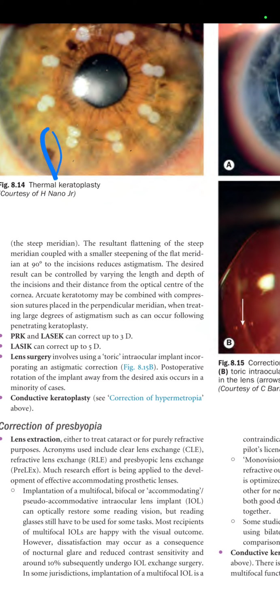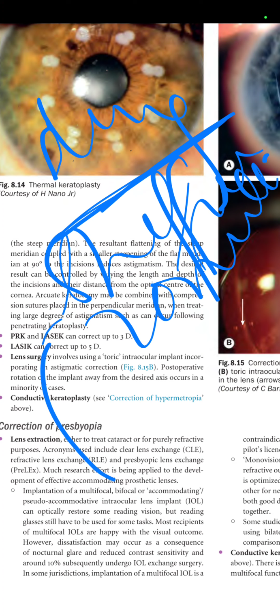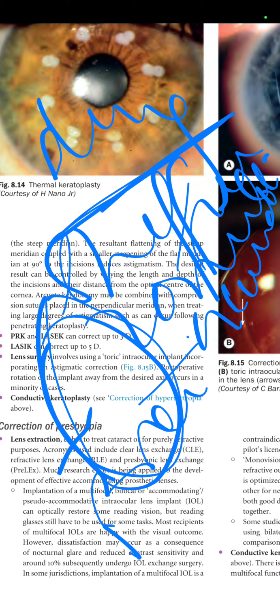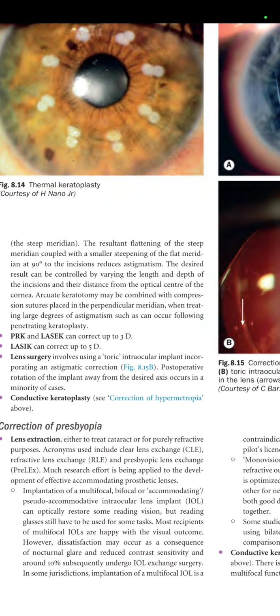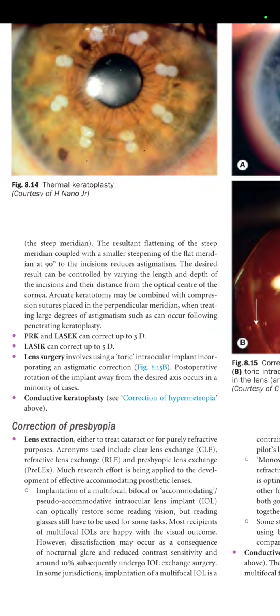So basically, during aging, due to the stiffness of the zonules, the lens does not accommodate very well. Due to this loss of accommodation, there is presbyopia. You cannot see clearly at near position. So there are some intraocular lenses made to correct this, like multifocal, bifocal, or accommodating lenses. But reading glasses may have to be used for some tasks.